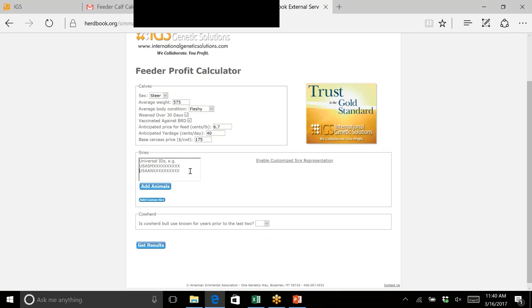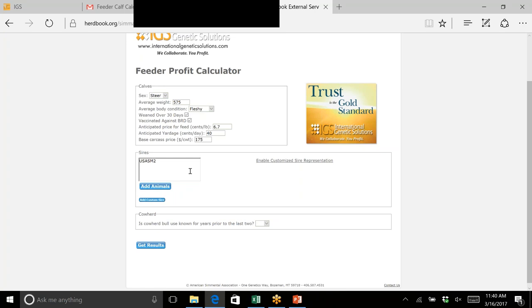Okay, very good. Yes, we can absolutely do that. I'll go ahead and punch in a couple different versions, just so you can see how it works. I'm just going to use one or two bulls that are internal to us, so you can see how we would do that.